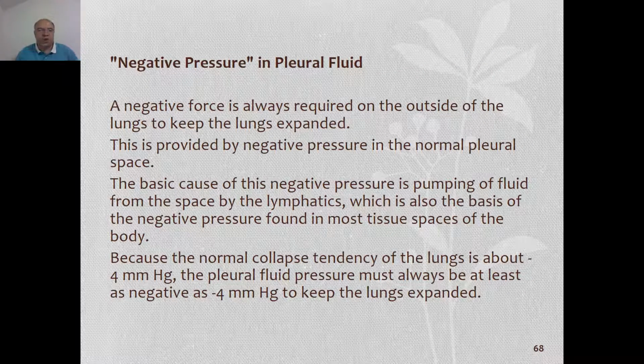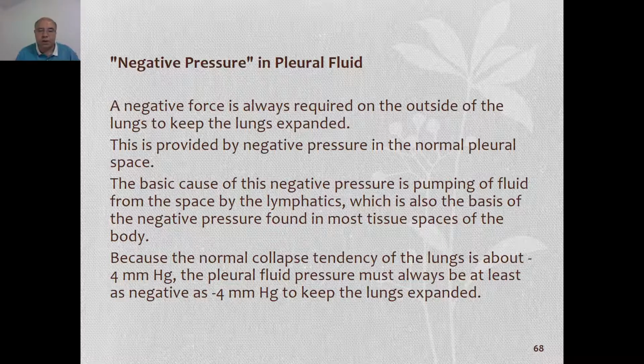Negative pressure in pleural fluid. A negative force is always required on the outside of the lungs to keep the lungs expanded. This is provided by negative pressure in the normal pleural space. The basic cause of this negative pressure is pumping of fluid from the space by the lymphatics, which is also the basis of negative pressure found in most tissue spaces of the body.